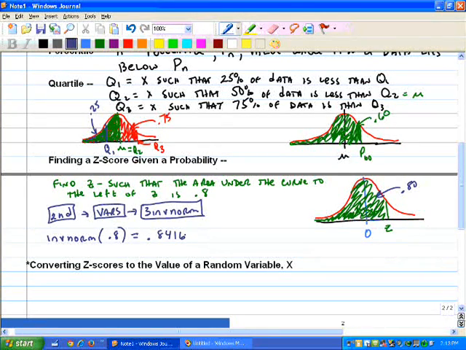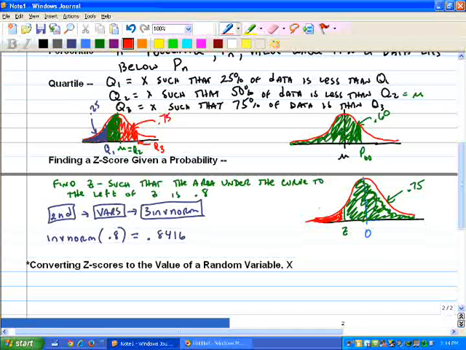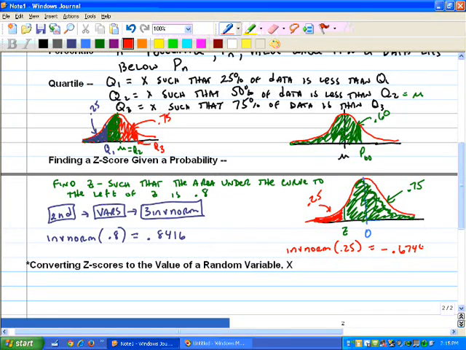If we want to find the z-score where the area to the right is 75% or 0.75, remember that the total area under the curve is equal to 1, so that means the area to the left of z is 0.25. So in this case, we will do inverse norm 0.25. And we will see the z-score that corresponds to that is negative 0.6744.